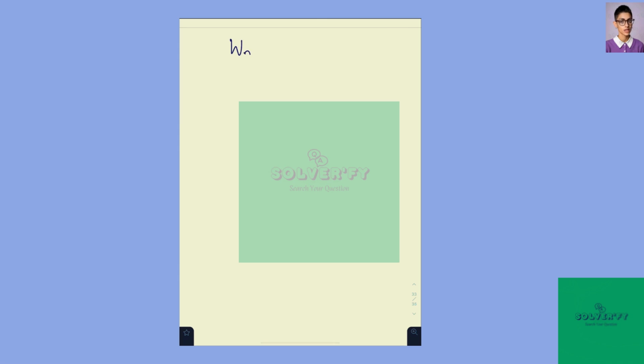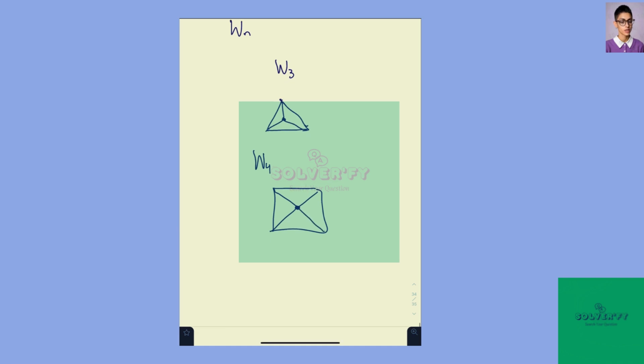So Wn is the wheel, so for example, W3 will look something like this. It'll be a triangle, and then in the center will be this right here. And then W4 will be a square, and then in the center will be a vertex connecting all the points. And then W5, we'll do one more example, will be the pentagon, and then in the center will be a vertex connecting all 5 points.